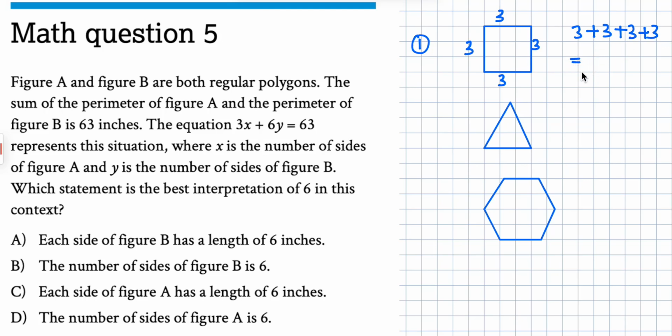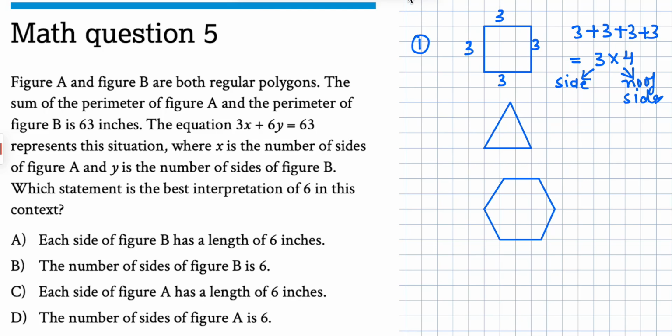Now 3 is added 4 times, and because repeated addition is multiplication, I can write it as 3 times 4, right? So here 3 is the side length and 4 is the number of sides. So this is the product of side and number of sides.